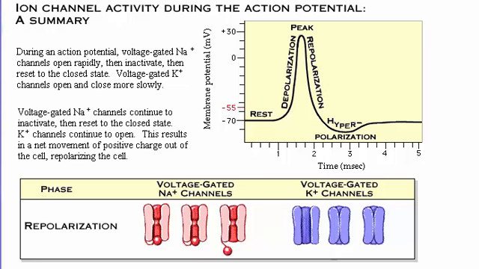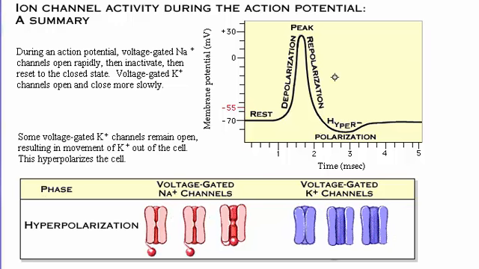Voltage-gated sodium channels continue to inactivate, then reset to the closed state. Potassium channels continue to open. This results in a net movement of positive charge out of the cell, repolarizing the cell. Some voltage-gated potassium channels remain open, resulting in movement of potassium out of the cell. This hyperpolarizes the cell.